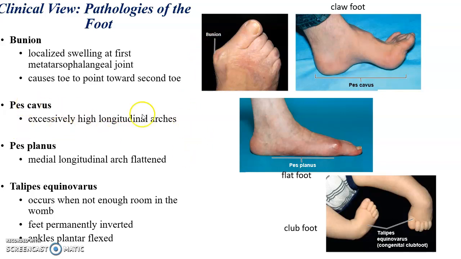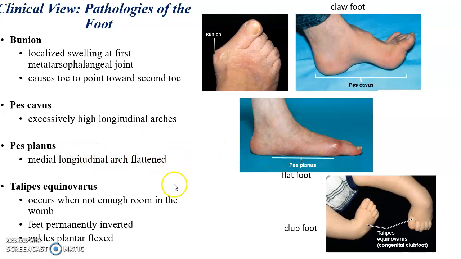Then we have pes cavus, also known as clawed foot. This is where the longitudinal arches are excessively high, leading to the toes not ever actually having to touch the ground. So the clawed foot obviously adversely affects the distribution of weight. Then there's pes planus. Pes planus is the flat foot. Flat foot is when the medial longitudinal arch is flat.